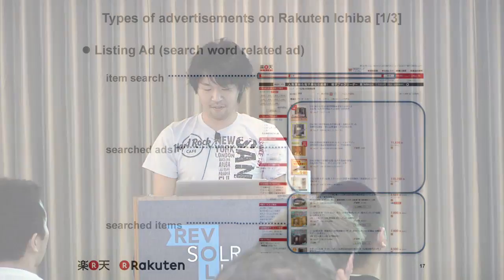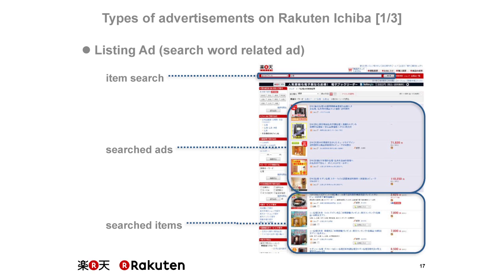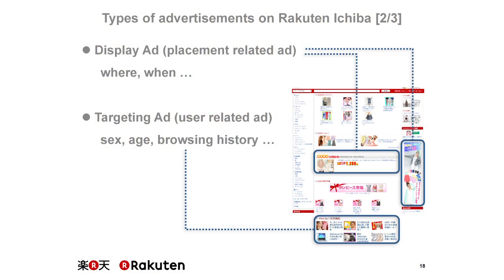Here it's listing advertisement, which is also called search word advertisement. So if a Rakuten Ichiba user searches for an item by search keyword, then keyword-related advertisement will be shown, as well as item result lists.